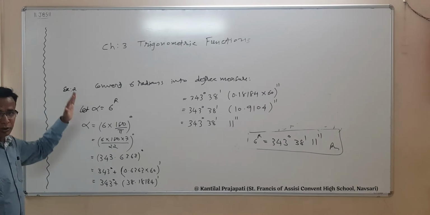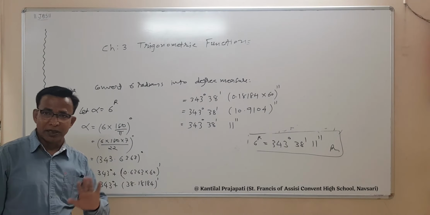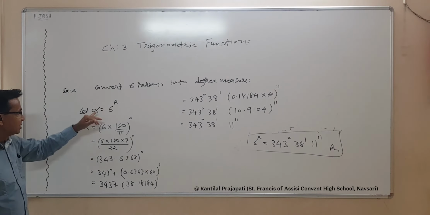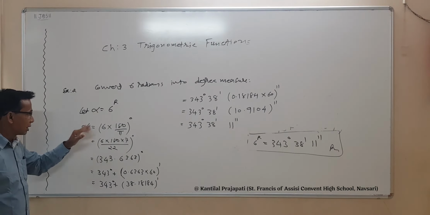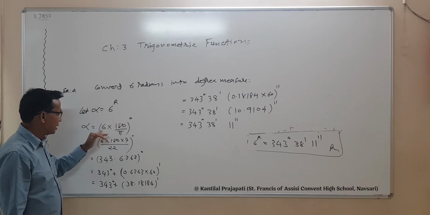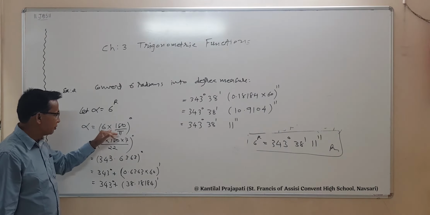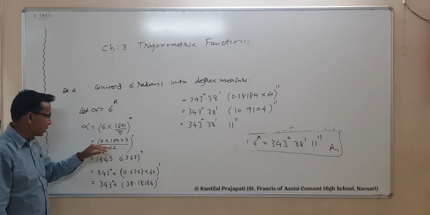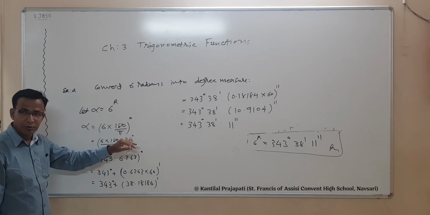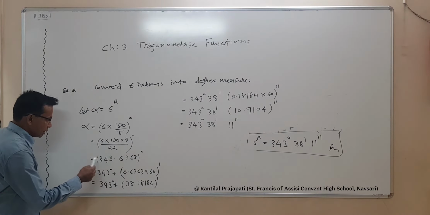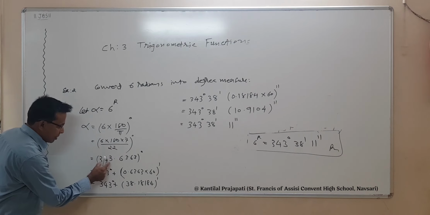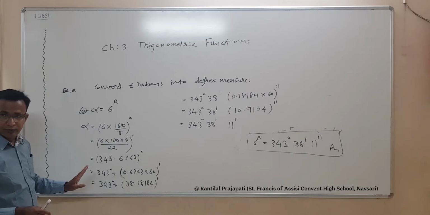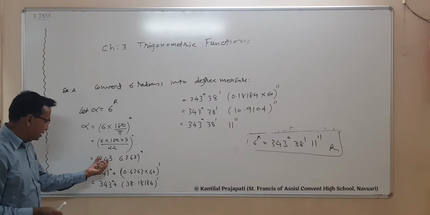Again, we solve example number 2 using the calculator in a shortcut method. Convert 6 radian into degree measure. Let alpha be equal to 6 radian. To convert into degree measure, it is multiplied by 180 upon pi. So 6 into 180 upon pi degree. Put pi equal to 22 by 7. We get 6 into 180 into 7 by 22 degree. Simplifying this number on the calculator gives 343.6363 degree.